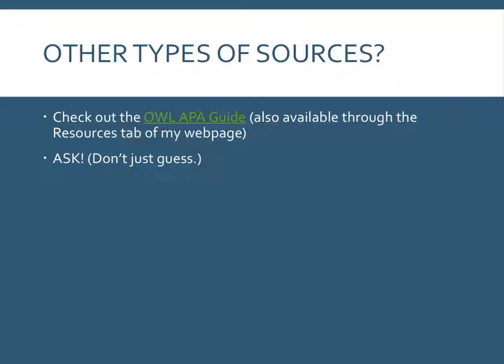If you are working with other types of sources and you don't know how to cite them, check out the OWL APA guide. They also have an MLA guide if you happen to be required to use MLA down the road in a college class. And of course, be sure not to guess.